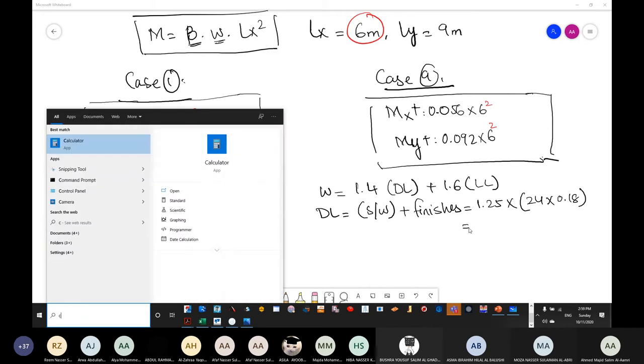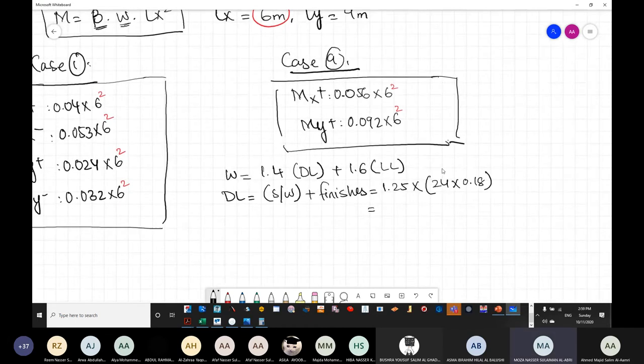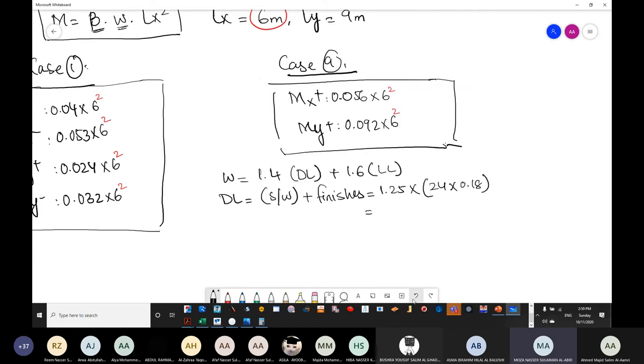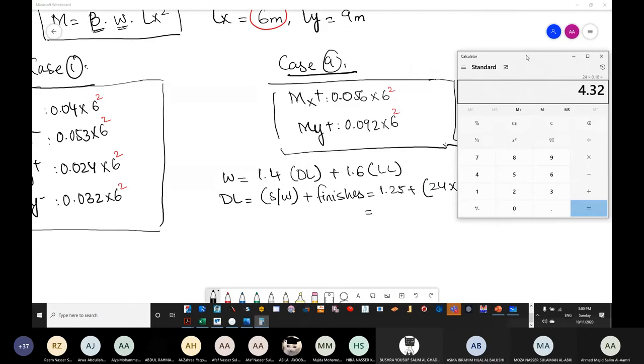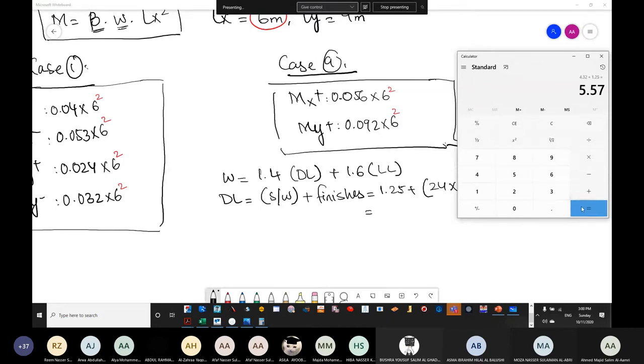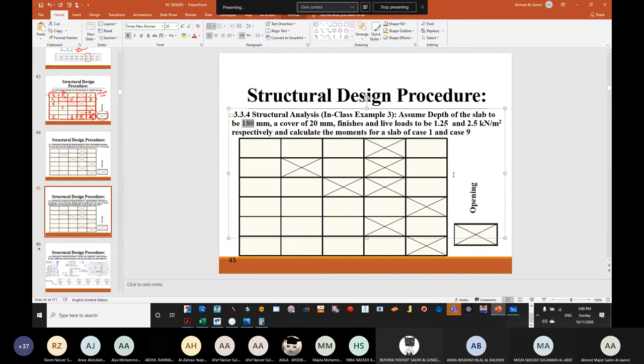Now, if we go and open a calculator, you can see that, in this equation, you add the finishes and the self weight. Yeah, let's add it. So 4.32 plus 1.25 gives you 5.57. And it's certain here that it's plus. So 5.57. You have the live load given in the problem that it is equal to 2.5.